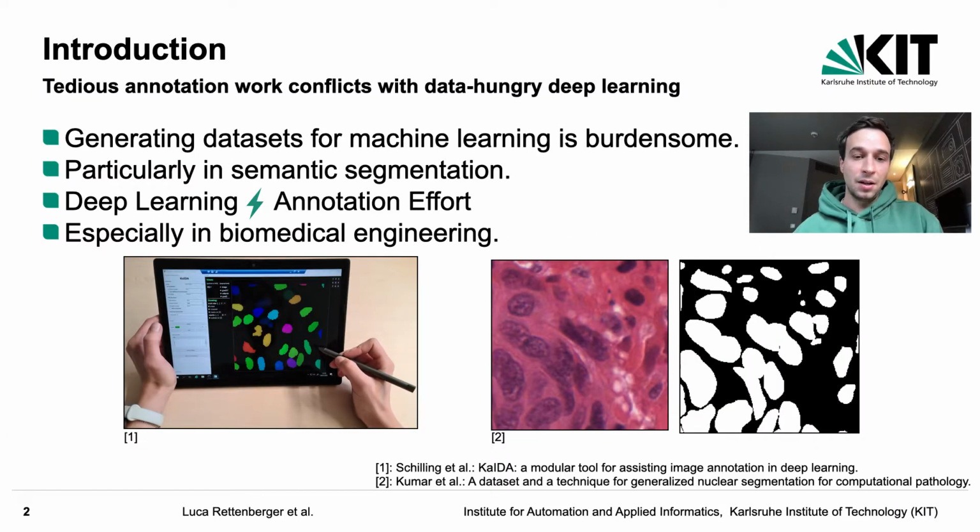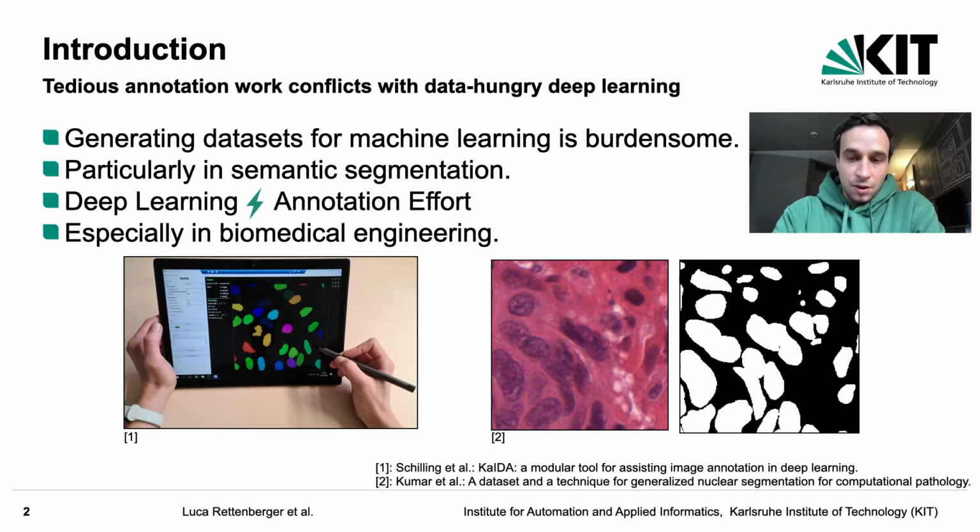First of all, why do we even want to reduce the annotation effort in image segmentation? Well, generating data sets for machine learning is quite burdensome and exhausting. If any of you listening ever worked with machine learning, you probably know that the data sets are the most crucial part and most of the time also the most burdensome and exhausting part. Particularly if you want to generate segmentation masks, this can be a big problem.